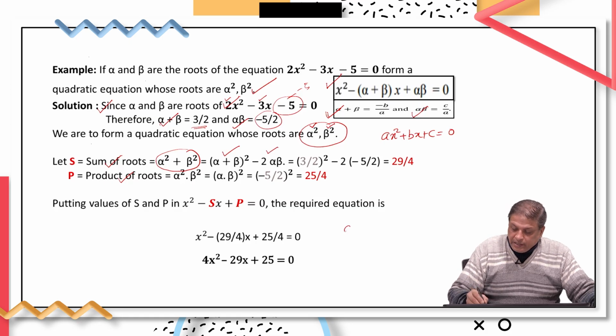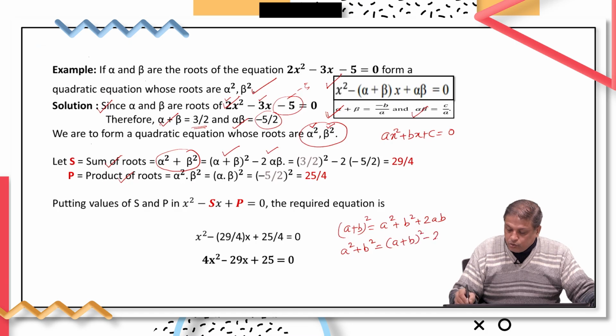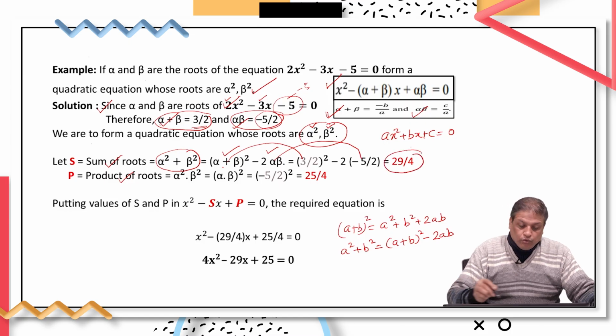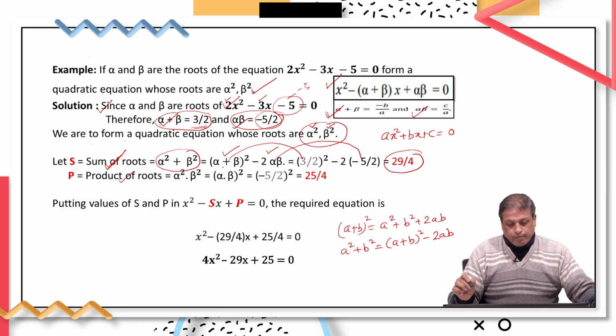How? We are using the identity a plus b whole square is equal to a square plus b square plus 2ab. That means a square plus b square is equal to a plus b whole square minus 2ab. So, we got alpha plus beta whole square minus 2 alpha beta, and we already know that alpha plus beta is 3 by 2. So, substituting 3 by 2 in place of alpha plus beta and minus 5 by 2 in place of alpha beta, you will get the final answer as 29 by 4 for the sum of the roots.